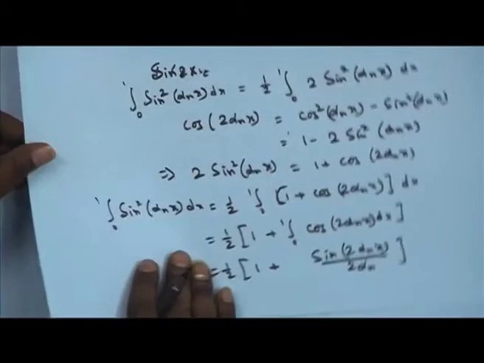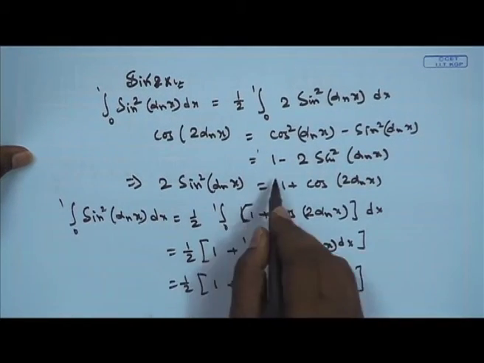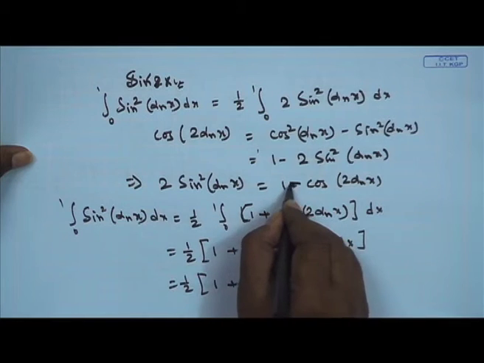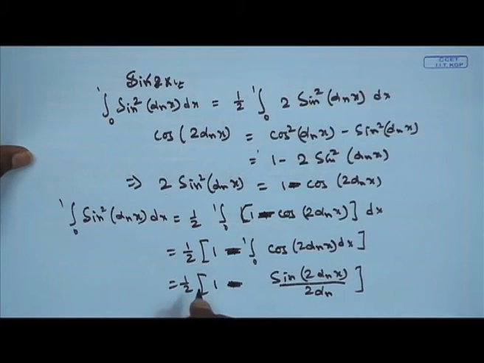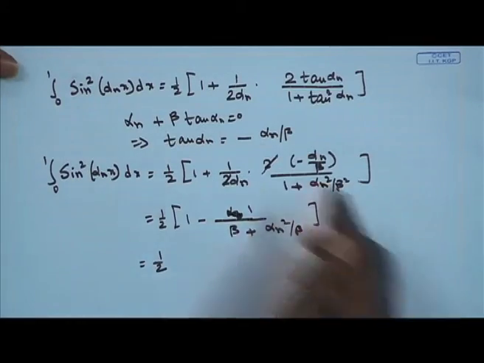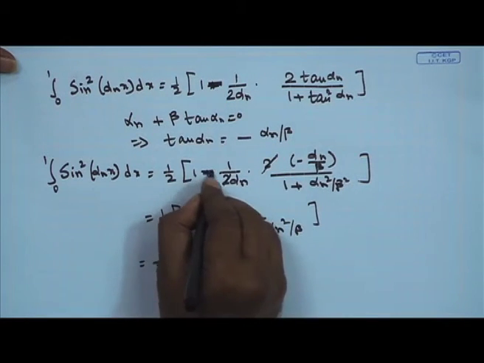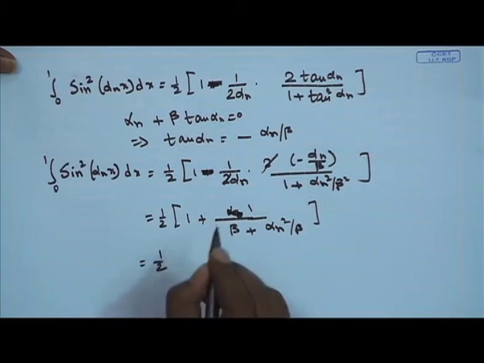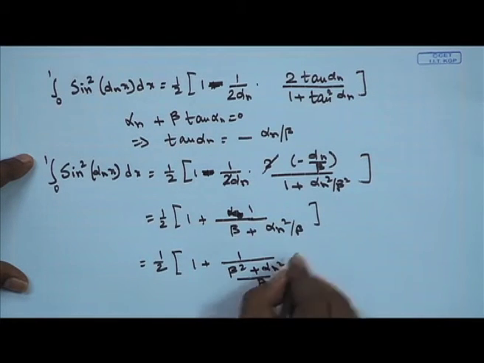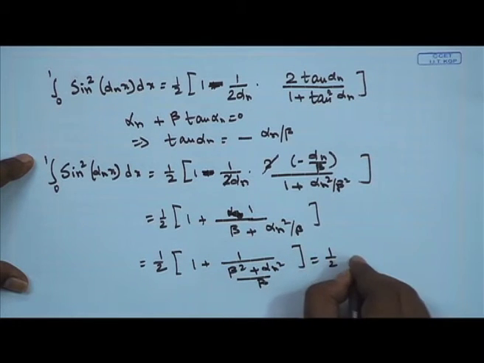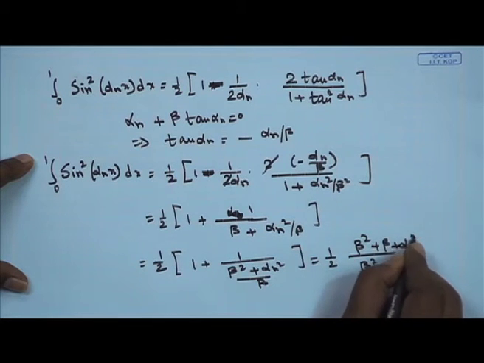Okay, there is a sign here. So 2 sine square alpha n x will be coming on the other side. There will be a minus sign here, minus minus will be plus, so it will be plus half of 1 plus 1 by beta square plus alpha n square divided by beta. So you will be getting half of beta square plus alpha n square is equal to beta square plus beta plus alpha n square. Okay.